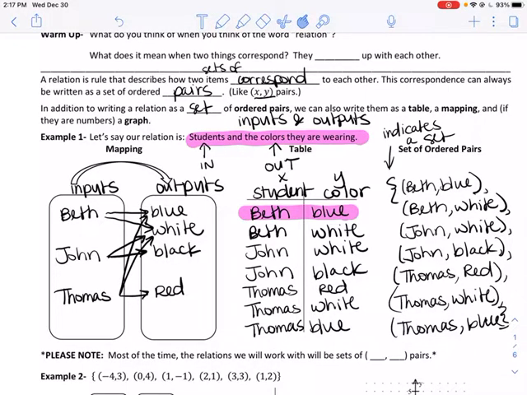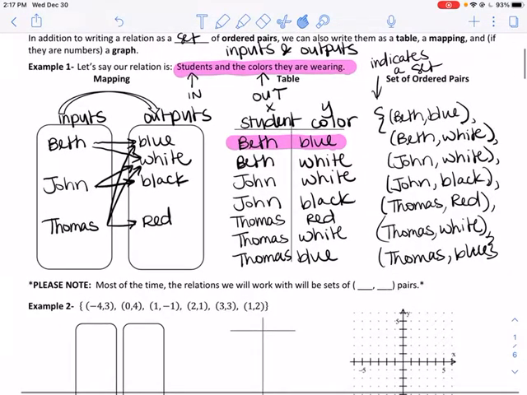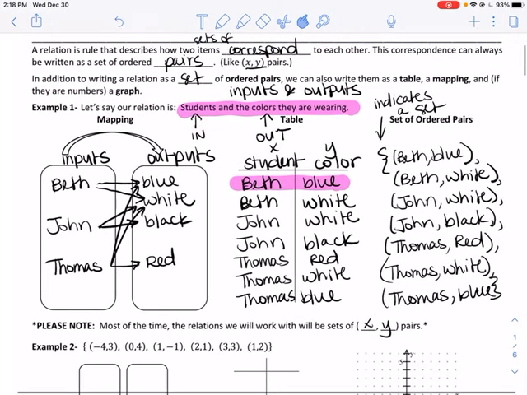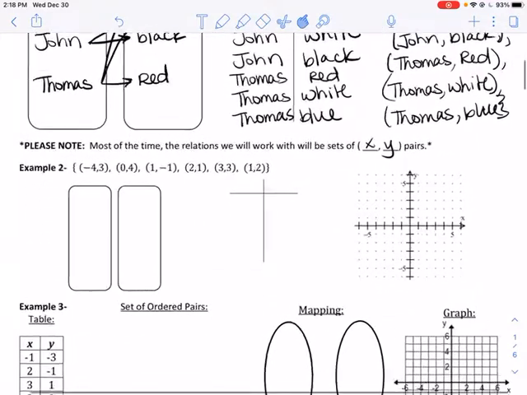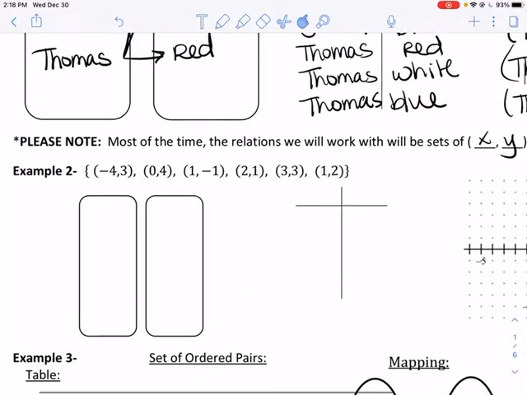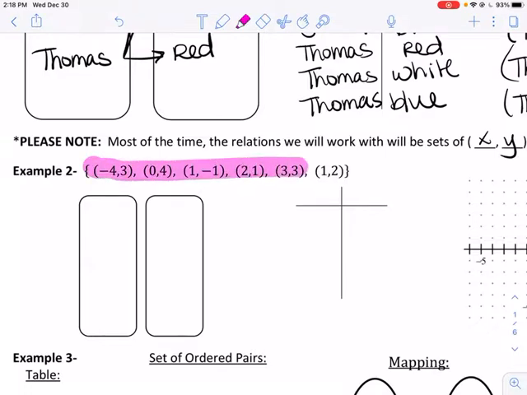Frequently when we're dealing with relations in mathematics, we usually just simplify everything to a number. And most of the time the relations will be sets of x, y pairs. So let's do another example where we write a relation in multiple different forms. In this one, we have a set of ordered pairs already given to us.